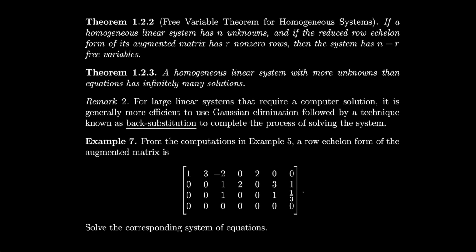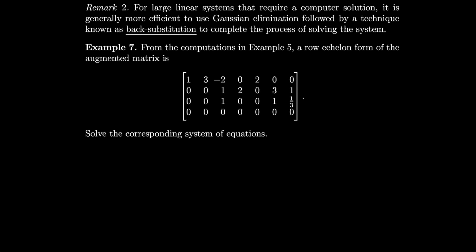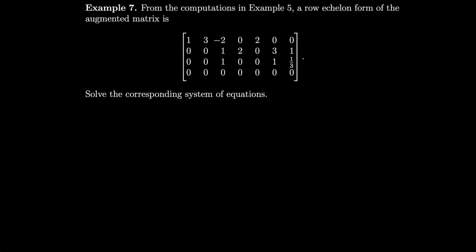So how about we take a look at this next example. From the computations in example 5, a row echelon form of the augmented matrix is given over here. Let's solve the corresponding system of equations. So we'll do this back substitution technique and illustrate the difference. So it looks like we do not have reduced row echelon form, because look at, we don't have zeros over there. So we basically have the forward part but not the back part, so we'll do back substitution to finish this up.